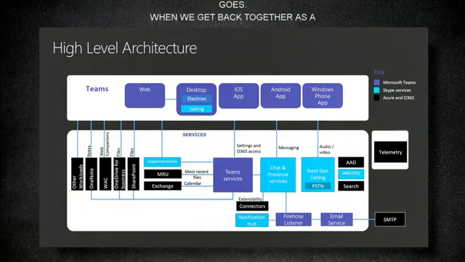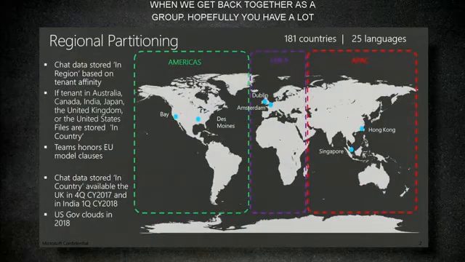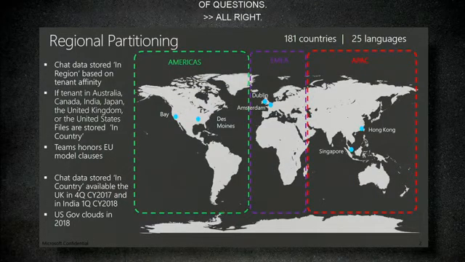All right. Great. Thank you, Dan. So Teams is available in 181 countries, 25 languages. And how we achieve this is we're deployed around the world in Azure data centers across 3 regions, specifically the Americas, EMEA, and Asia Pacific.